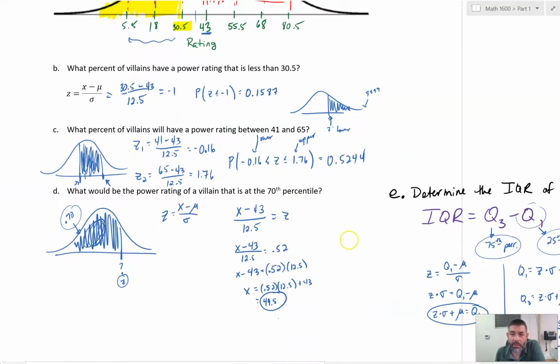In this one, I used the table. Why use a table when you've got technology, right?